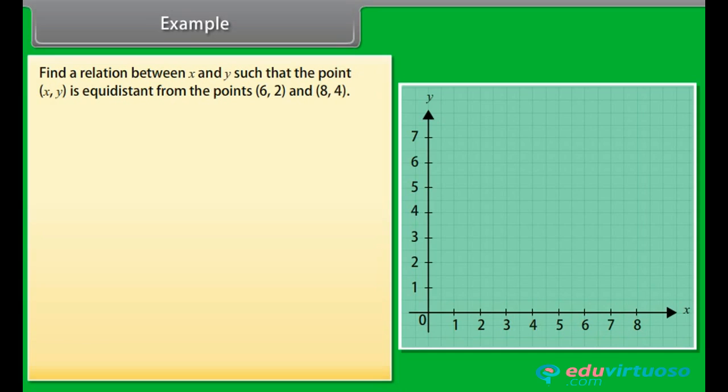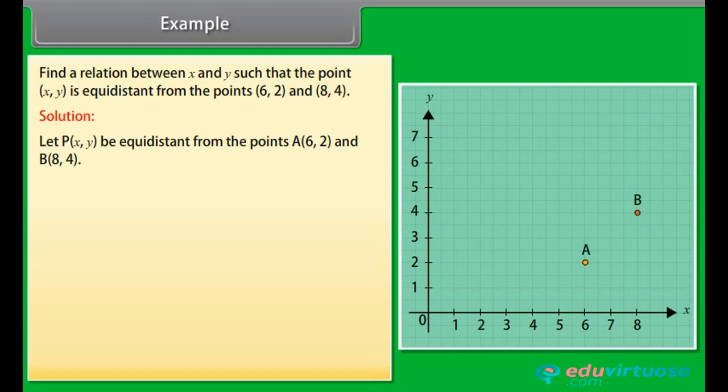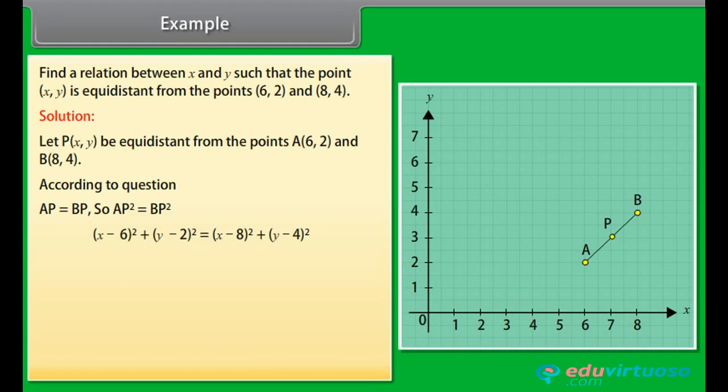Find the relation between x and y such that the point (x, y) is equidistant from the points (6, 2) and (8, 4). Solution. Let P(x, y) be equidistant from the points A(6, 2) and B(8, 4). According to question, AP is equal to BP, so AP square is equal to BP square. (X minus 6) whole square plus (y minus 2) whole square equals (x minus 8) whole square plus (y minus 4) whole square. By calculating it, we get x square plus 36 minus 12x plus y square plus 4 minus 4y equals x square plus 64 minus 16x plus y square plus 16 minus 8y.